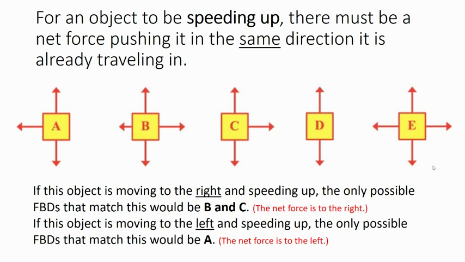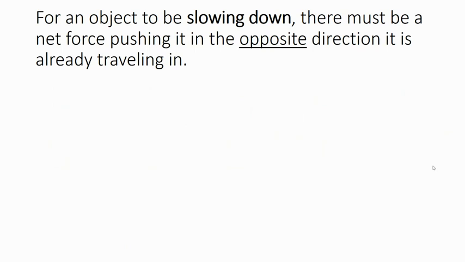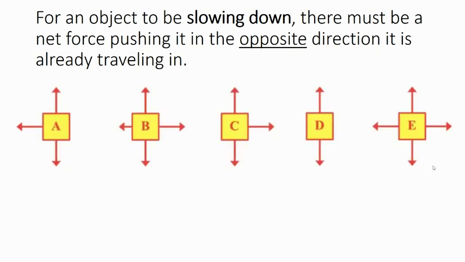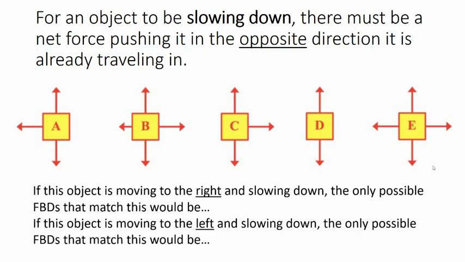What if the object is slowing down? There must be a net force pushing it in the opposite direction if it's slowing down. So it's moving one way, but the net force is the other way. So which of these free body diagrams would work for an object that's slowing down? Well, it depends on which way the object is moving. If the object is moving to the right, but slowing down, then the net force would need to be to the left. So which of these has a net force to the left? The only one is A.